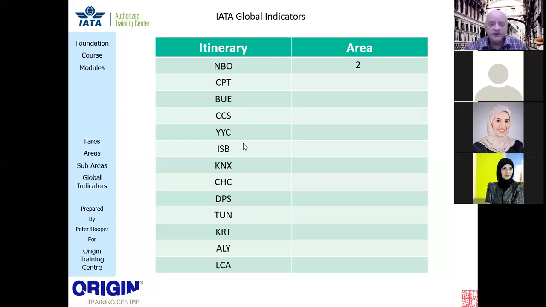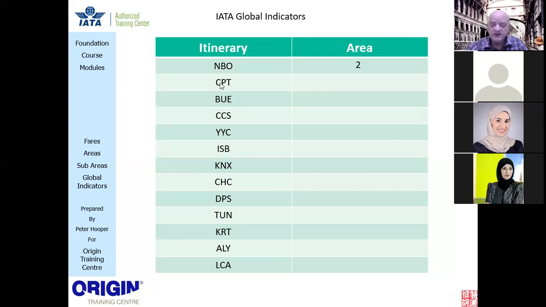So here we have cities in an itinerary, and we're going to have to work out the basics. Is it area 1, 2, or 3? So you've got 2 or 3 things to worry about: what's the code, what country, what area? Even a simple thing like this, your brain is doing 3 things at the same time. And of course, it takes time.